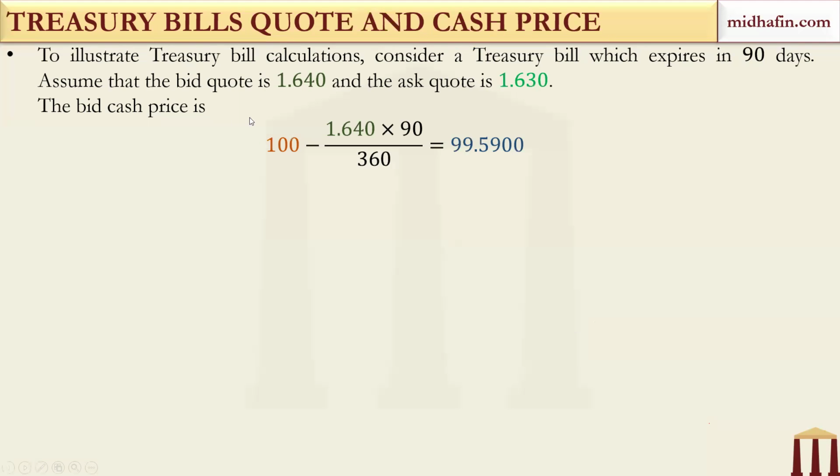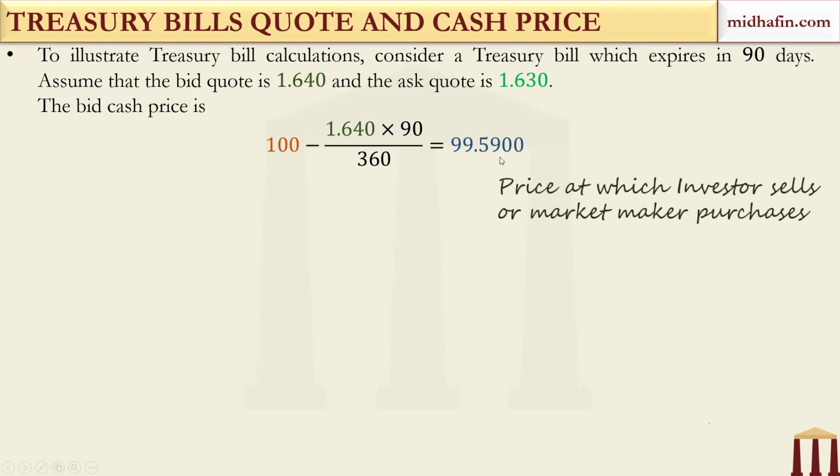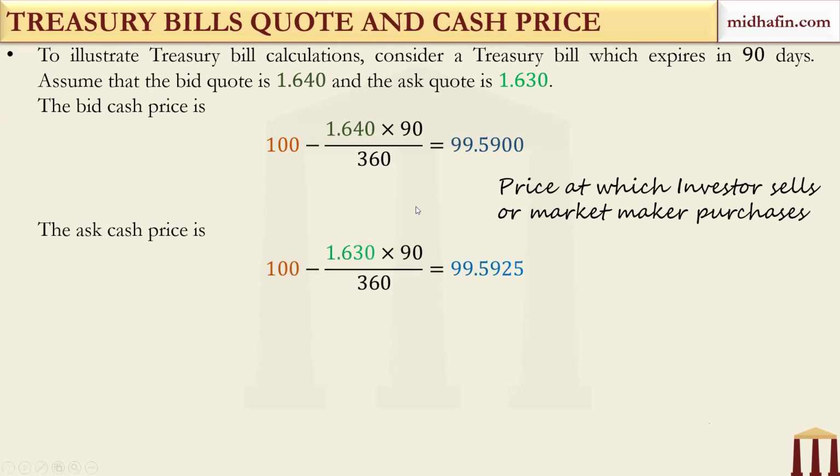Okay, so here the bid and ask quotes are given to us, 1.64 and 1.63. We can easily calculate the bid price of the bond. Now, what is the bid price? Bid price is the price at which we can sell the security. Or in other words, the market maker or the dealer bank will purchase the security from us. Next, we have the ask price. Ask price is the price that the dealer asks, or another way to say the same thing is that it is the price at which we investors will purchase the bond.